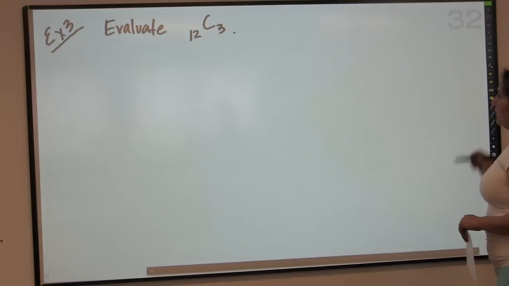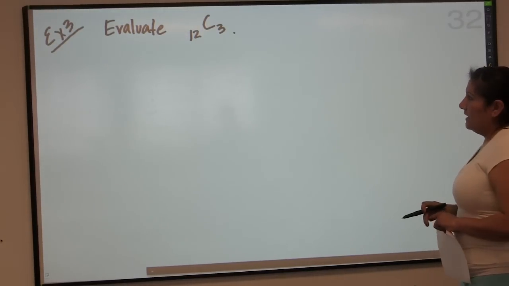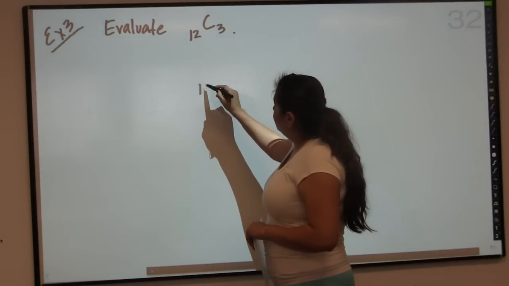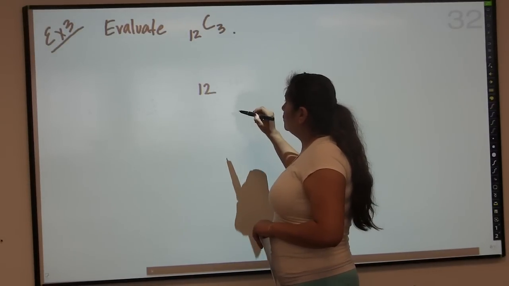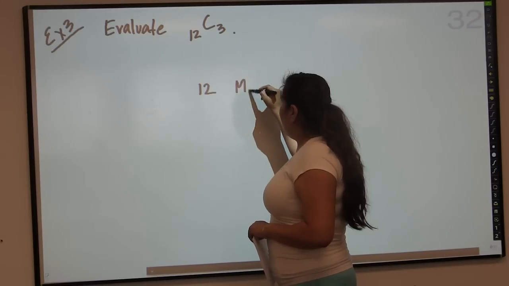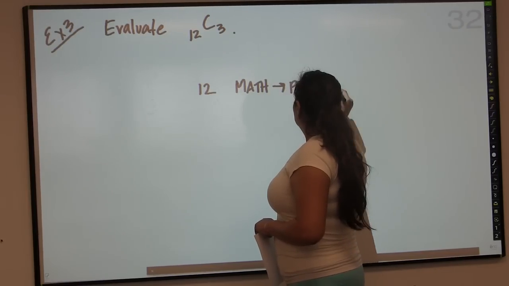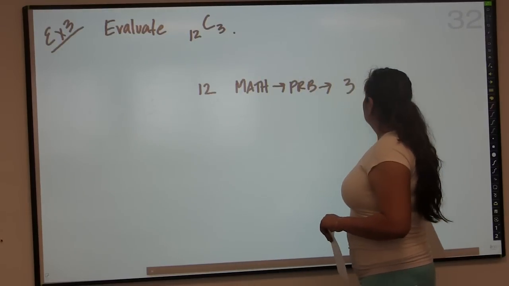So we have another example for you here of how we can use combinations. It says here, evaluate 12, choose 3. Again, like I said before, you want to enter the 12 first. Then you're going to go math to probability to option 3.